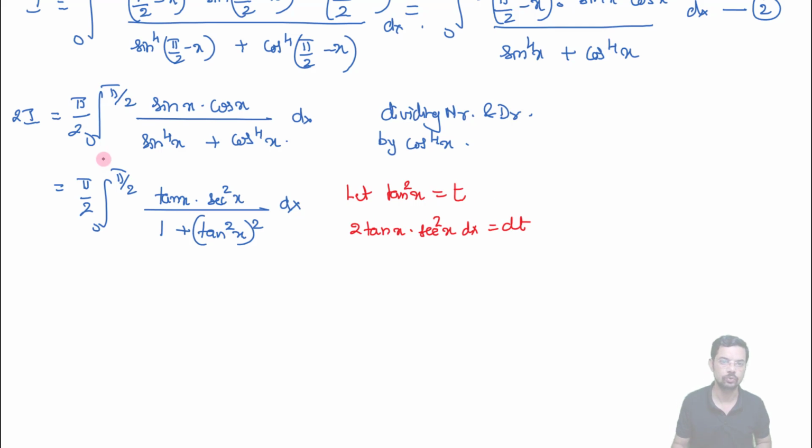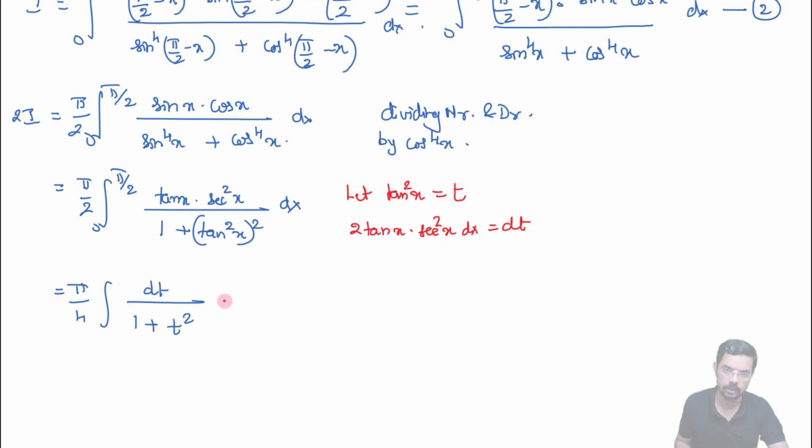We don't have a 2, so we can multiply and divide, or we can take it as 1 by 2 on the other side. So finally we have pi by 4 into integral of, because we have multiplied and divided by 2, so tan x into sec square x dx is equal to dt by 2. So it is dt divided by 1 plus t square, and the limits are 0 to pi by 2. I did not change the limits; we always should change the limit as soon as we substitute.